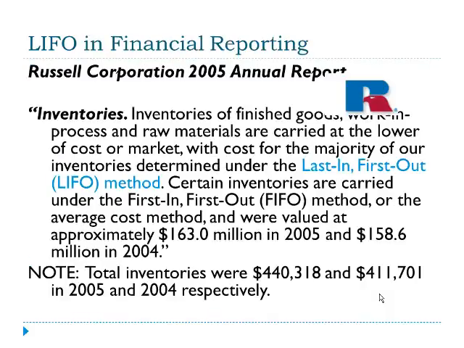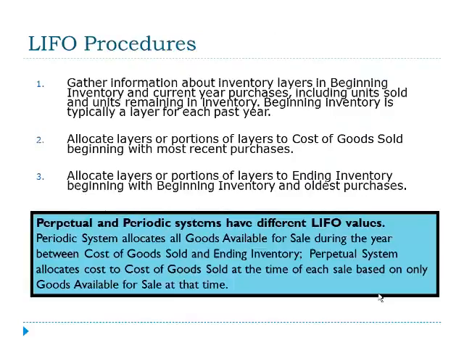For example, the Russell Company expresses their inventory this way. Inventories of finished goods, work in process, and raw materials are carried at the lower of cost or market, with cost for the majority of our inventories determined under last in, first out LIFO method. Certain inventories are carried under the first in, first out method or the average cost method and were valued at approximately $163 million in 2005 and $158.6 million in 2004. So you see, here's a company that uses LIFO extensively, but also has particular products that use other inventory methods.